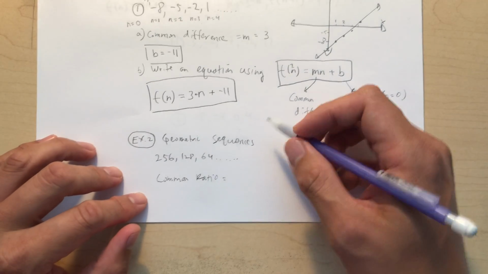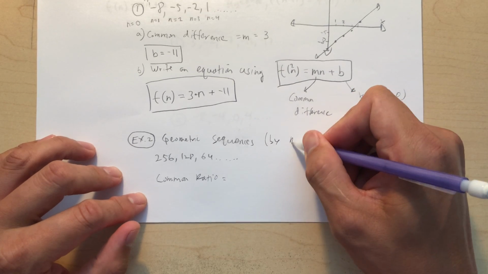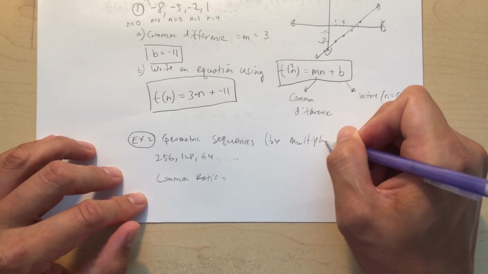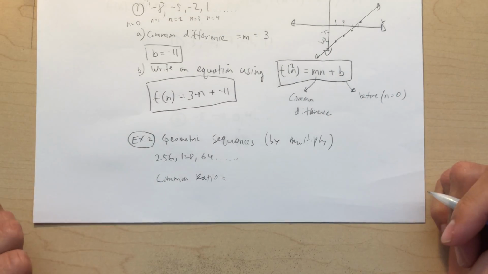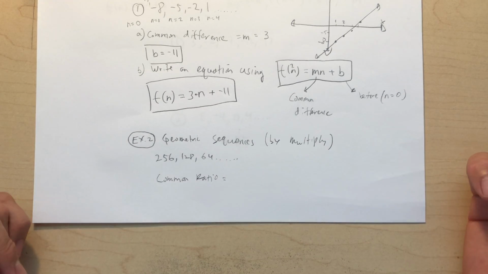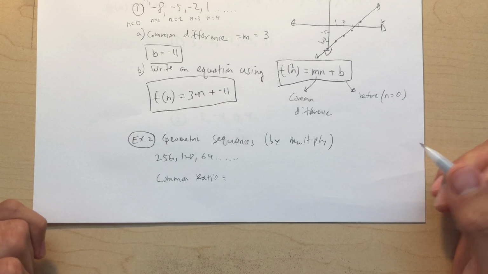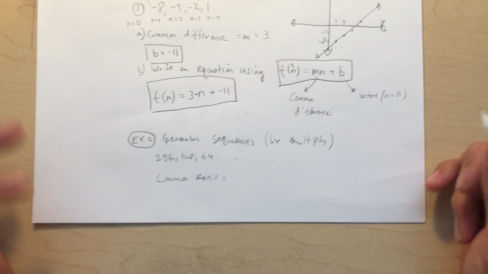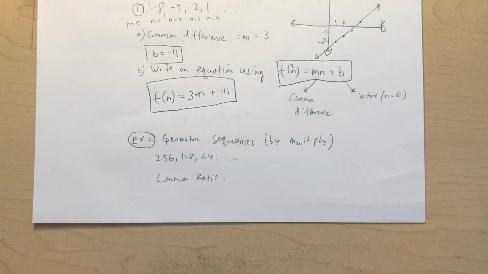Geometric sequence, it's always by multiplying. You go, wait, what happened to divide? Well, if you multiply by a number between 0 and 1, it's like dividing. For example, when you divide by 2, it's the same thing as multiplying by 1/2. If you divide by 3, it's the same thing as multiplying by 1/3. So they just want you to focus on multiplying, all right?